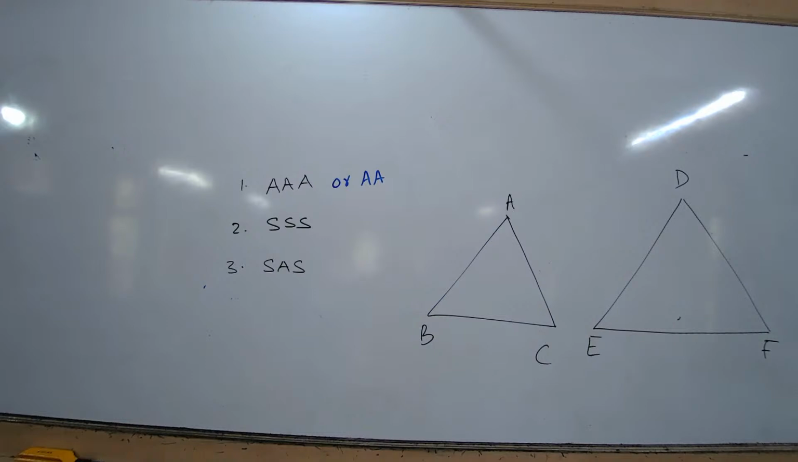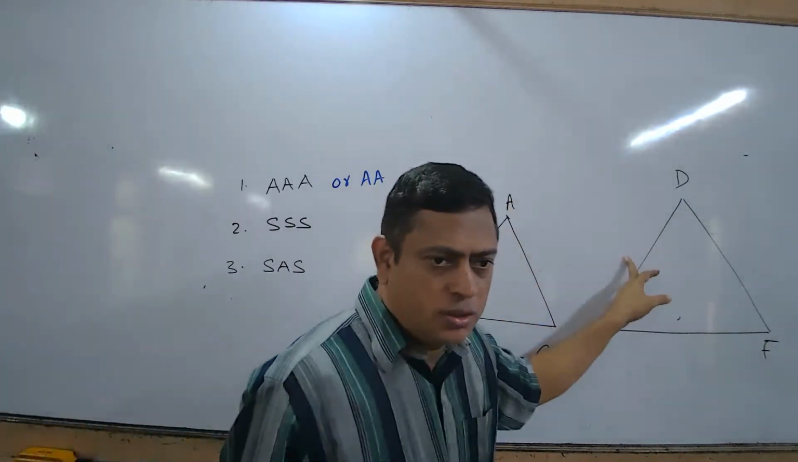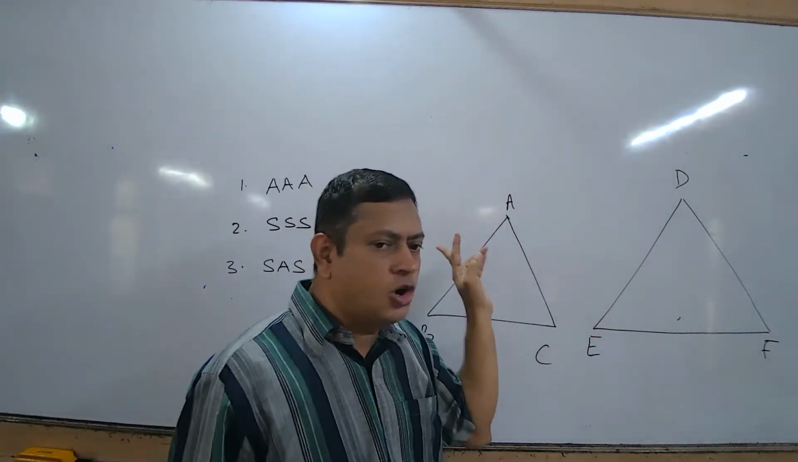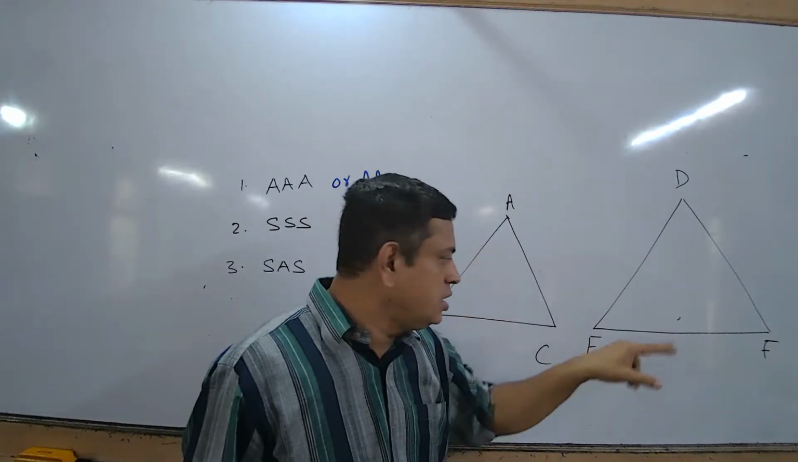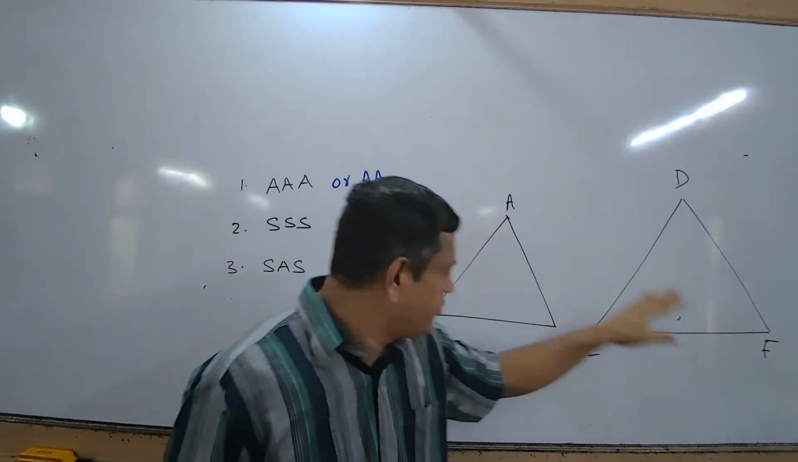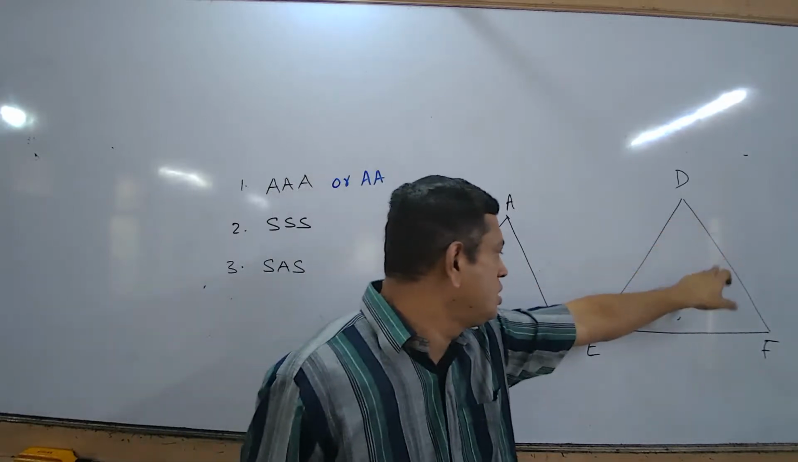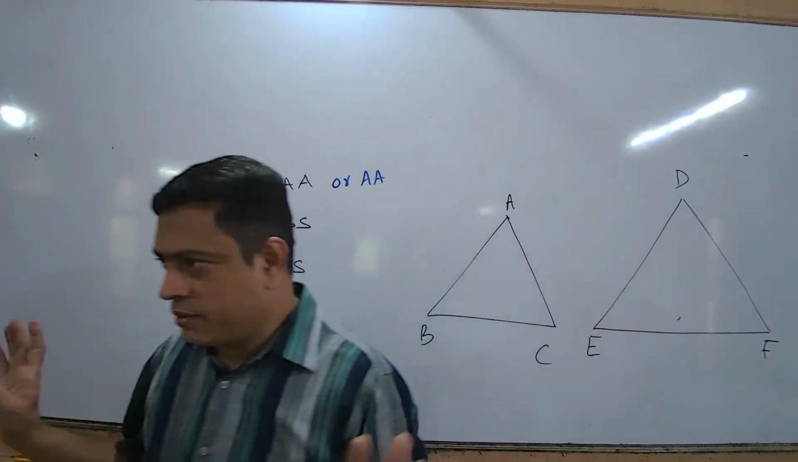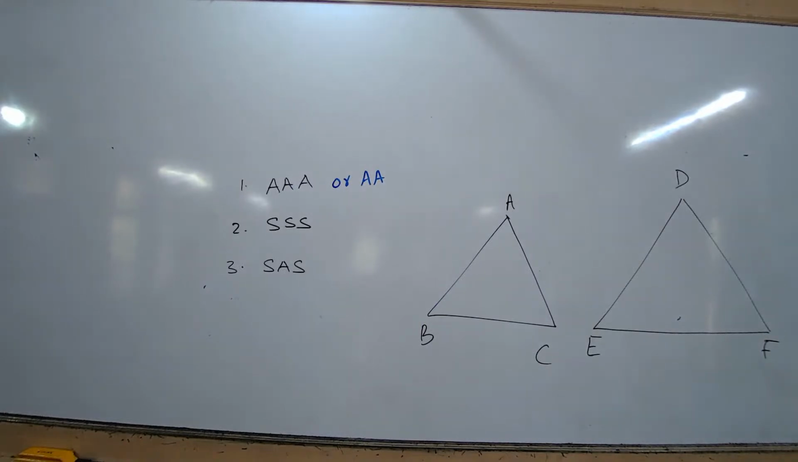Have you followed now? Whenever you write the similarity, the numerator will be the side of the first triangle. Denominator will be the side of the second triangle. Remember always, it will not interchange. If I take the first triangle, then DE upon AB, EF upon BC is equal to DF upon AC. This much is clear? These all similarity followed?